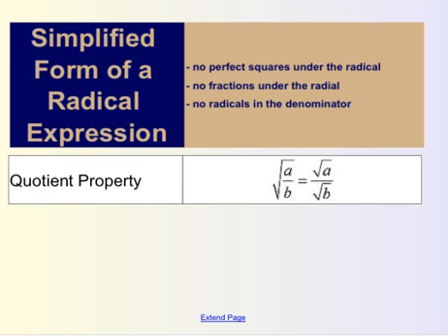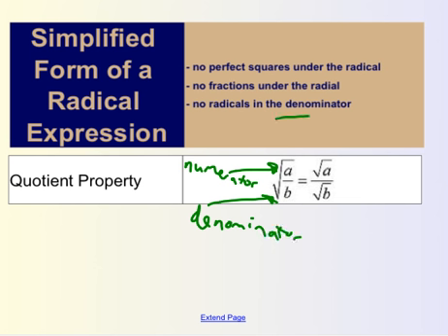So right here, remember, square root A is the numerator. The B is the denominator. So in the denominator, no radicals. We can't have a square root in the denominator. So we'll just keep moving on. Make sure you write that down.